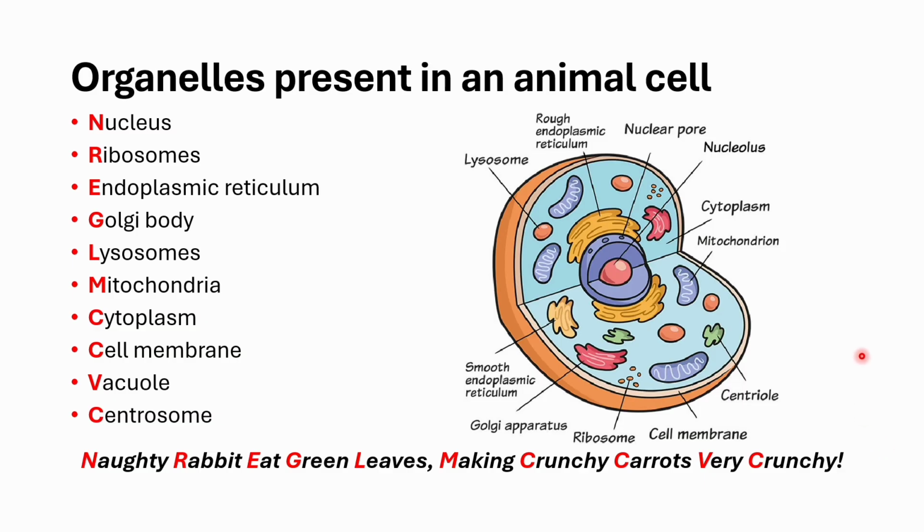It's going to be very difficult for you to memorize all the names of the organelles which are present in an animal cell. So in order to make it easy to memorize, I have enlisted some of the most common, the most discussed organelles right in front of you on the screen. The most common and most important organelles present in an animal cell are nucleus, ribosomes, endoplasmic reticulum, Golgi body, lysosome, mitochondria, cytoplasm, cell membrane, vacuole, and cytosome.